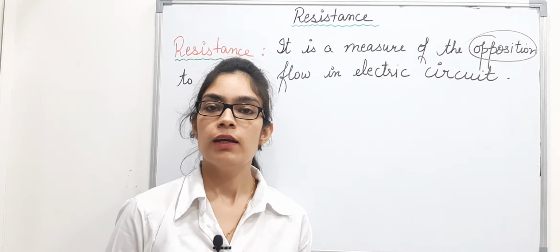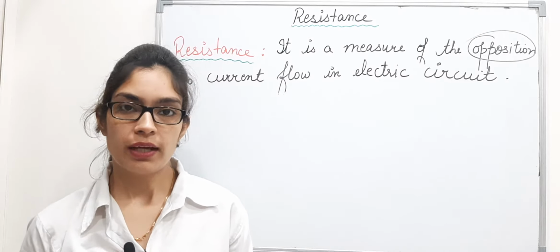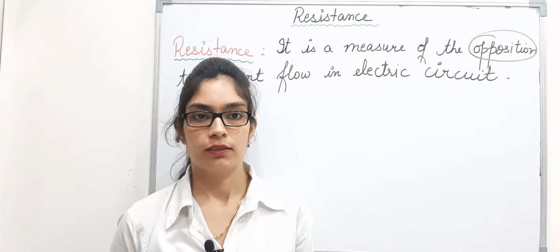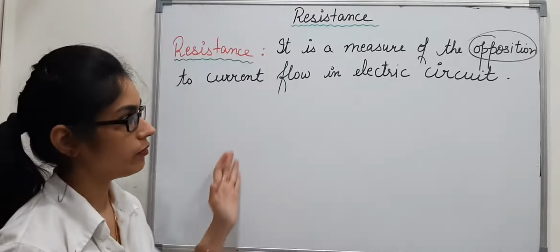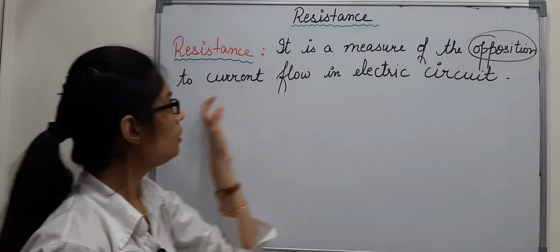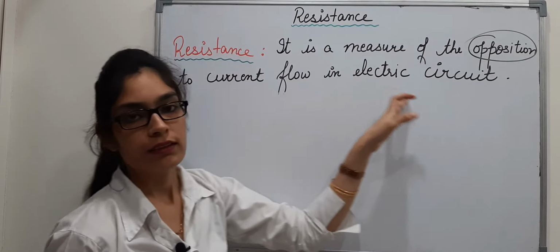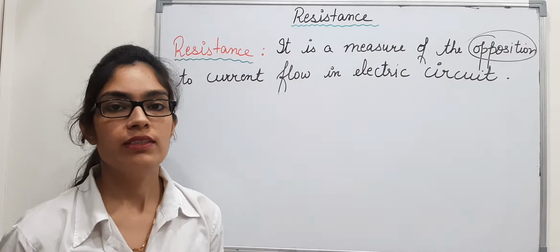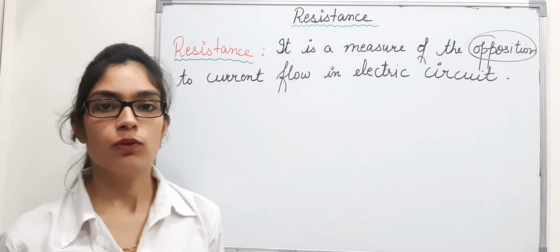Hello everyone, welcome back. In this video we are going to learn about resistance. So let's start with the definition of resistance. Resistance is a measure of opposition to the current flow in the electric circuit. So it means resistance offers opposition to the flow of current.